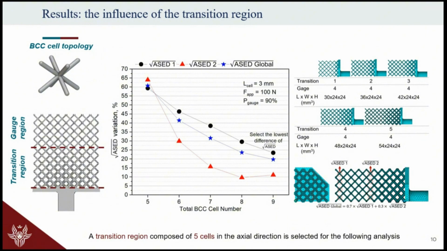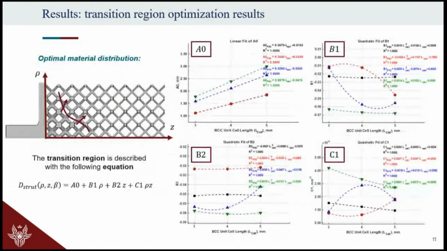But we found out that there is no asymptote in this, and maybe it's coming after this, but we selected only the lowest possible average strain energy density variation, which is linked to 5 cells in the transition region. We didn't want to go above that, otherwise it starts to become economically very difficult to sustain. Okay, so this is how this transition region should be designed, considering a specific case study for the lattice structure inside this.